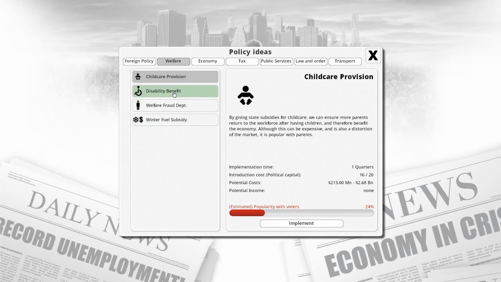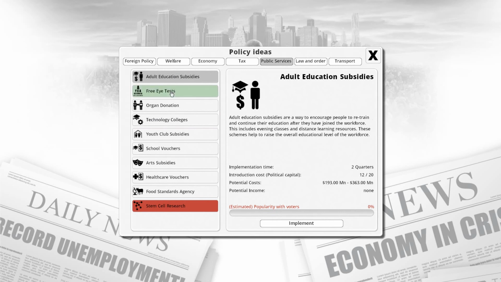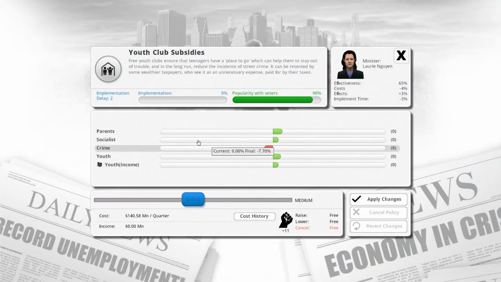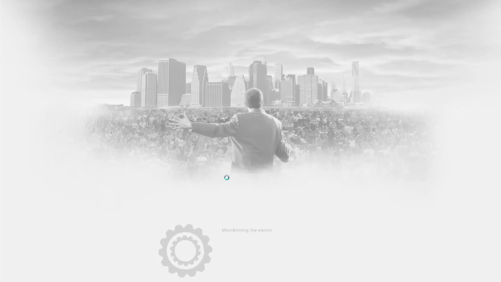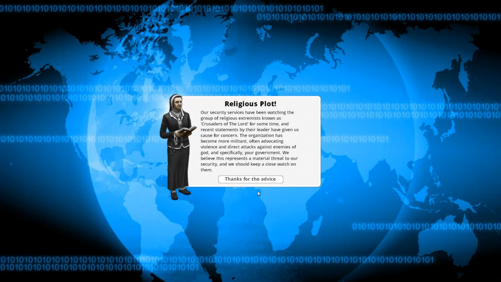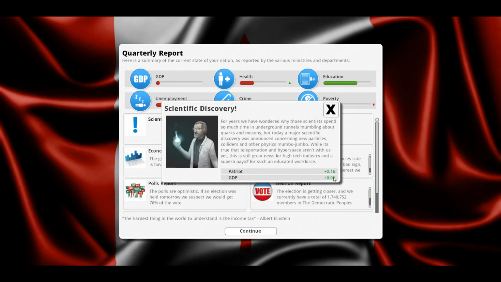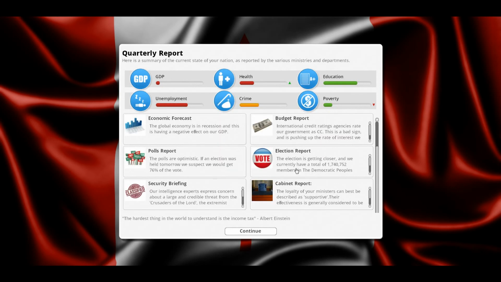Child care provision. Oh no, that's not very popular. Well, maybe it will. Oh yeah, it does. Good. Oh, and it reduces crime. And it's cheap. Only 260 million cheap. I know. Scientific discovery. Yes, GDP's going up. Our credit rating was downgraded.